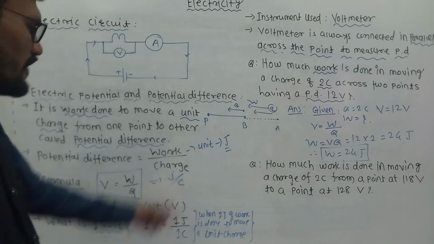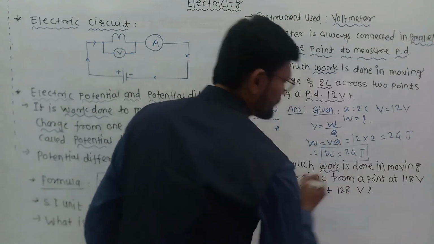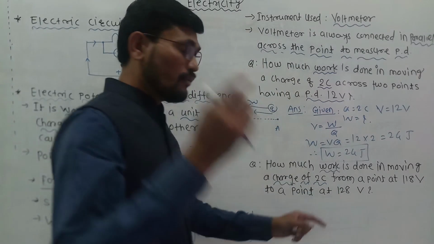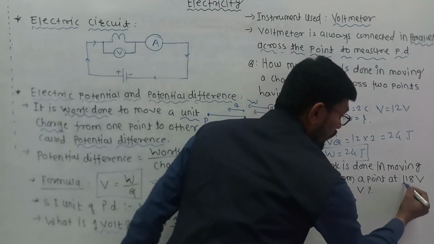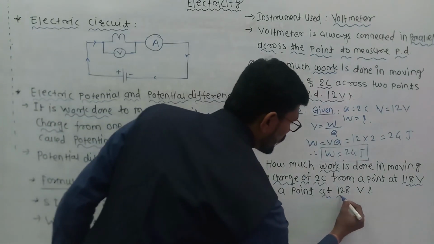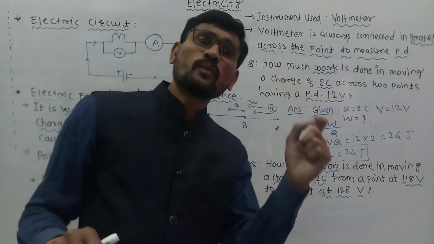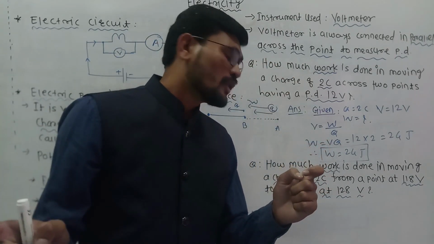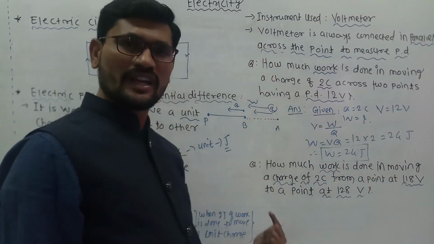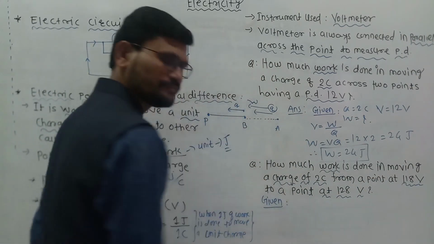Similarly, the next example related to potential difference: how much work is done? Again, we want to calculate the work, in moving a charge of 2 coulomb from a point at 118 volt to a point at 128 volt. This is a different type of question. There are 2 points. At one point the potential is 118, and at the other point the potential is 128. So we are taking it from 118 to 128. Clear? Please listen, this is very important.